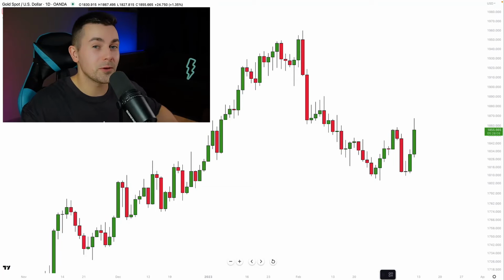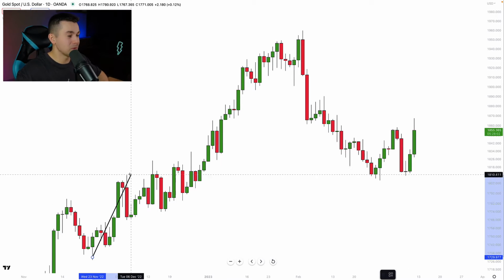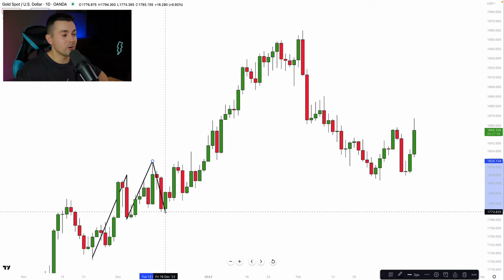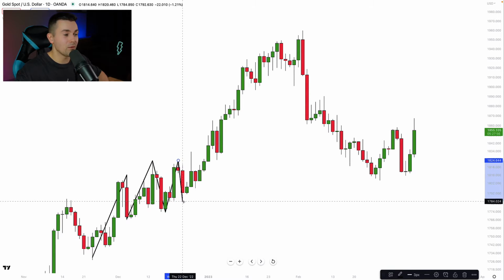In order to properly execute the structure analysis, you should properly execute the price action analysis first. And in order to execute the price action analysis, you should perceive the price chart as the set of impulses.